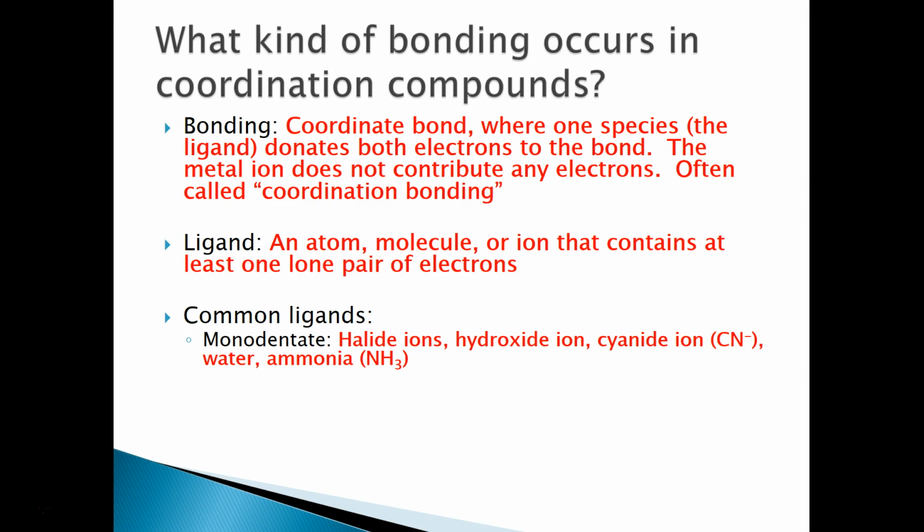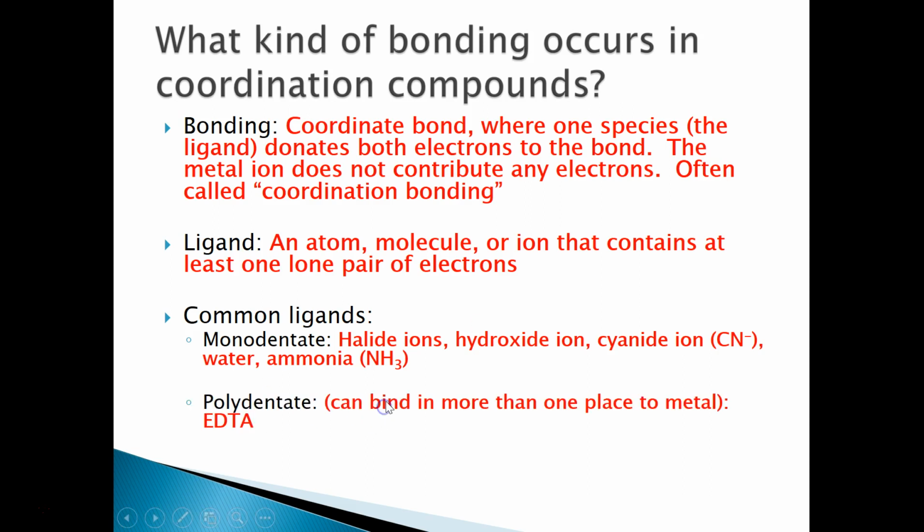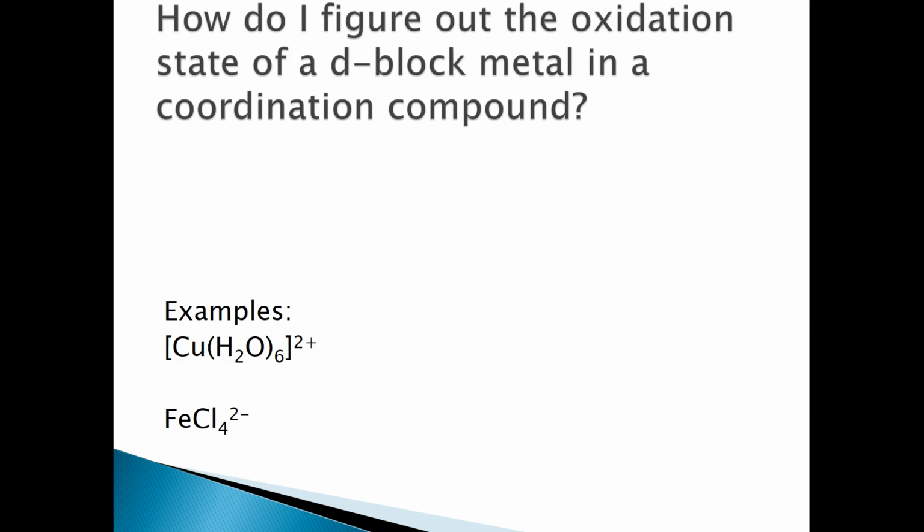So, common ligands that we see: first of all, there are two types of ligands, monodentate and polydentate. Monodentate ligands are ligands that can only bond to the metal cation in one spot, and they include halide ions, hydroxide ions, cyanide ions, water, or ammonia. And then polydentate ligands are ligands that can bind to the metal in more than one place. An example of a polydentate ligand is EDTA.